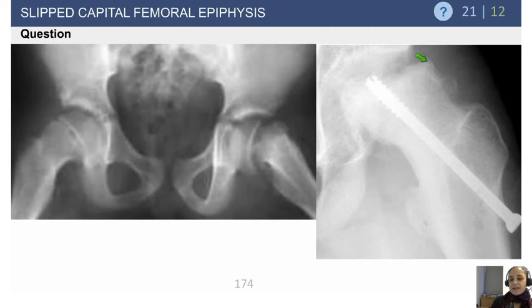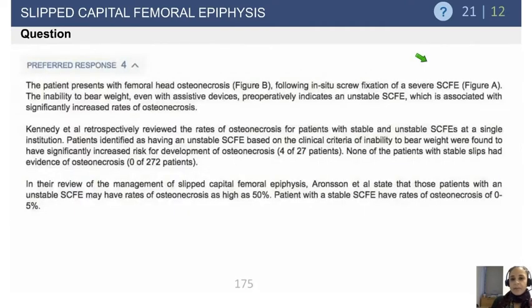So in the stem, the thing that put her most at risk for getting avascular necrosis after her in situ pinning was that she was unable to bear weight even with an assistive device. So this indicates an unstable slipped capital femoral epiphysis and puts her risk for avascular necrosis at something near 50%.